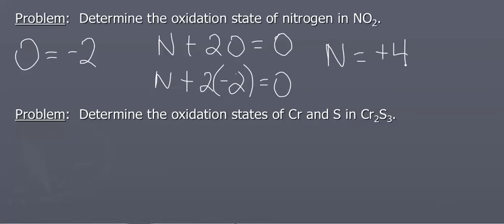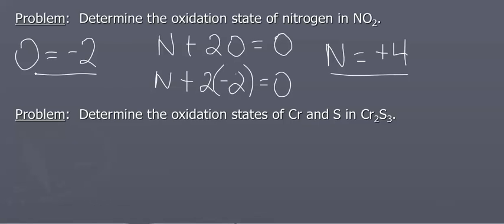Now if you go back to the chart rule and you look where nitrogen's at, it's in group 5A, you would expect a +5 or a -3. But it's not, it's +4. We don't follow the chart rule anymore because the chart rule does not apply 100% of the time. So we need to go back to these 9 rules and follow those to determine the charges.